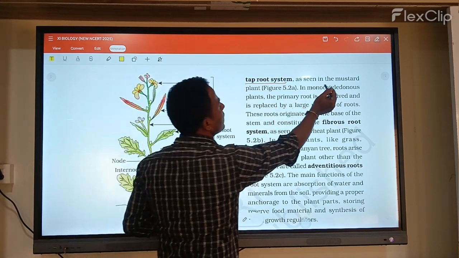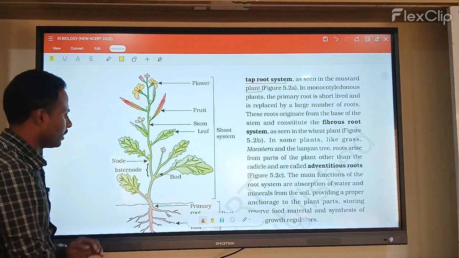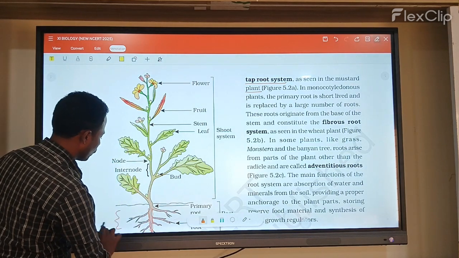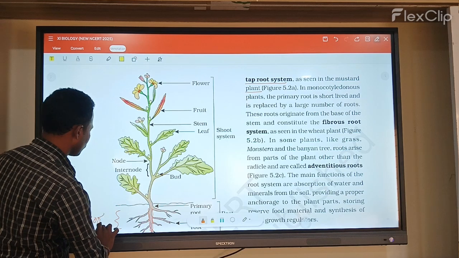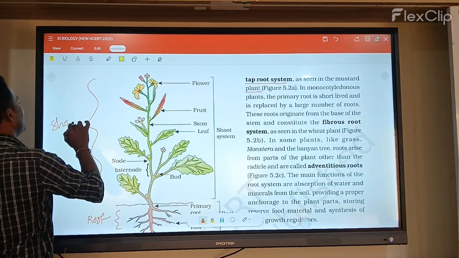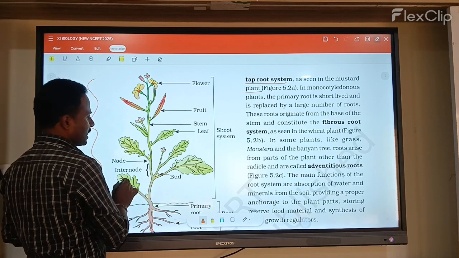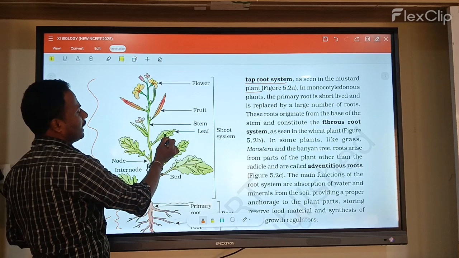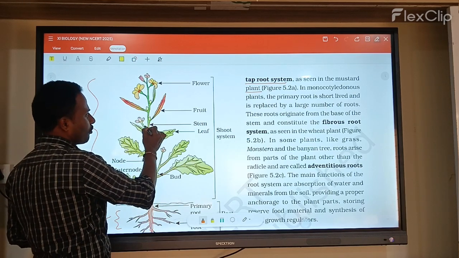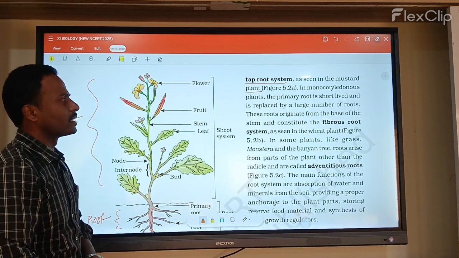Now, take the mustard plant. See, they have given a picture here of a mustard plant. This is completely the root part, and this is completely the shoot part. And the shoot consists of what? Leaves, nodes and internodes, and it forms buds, fruits, flowers. Everything is present on the mustard plant.